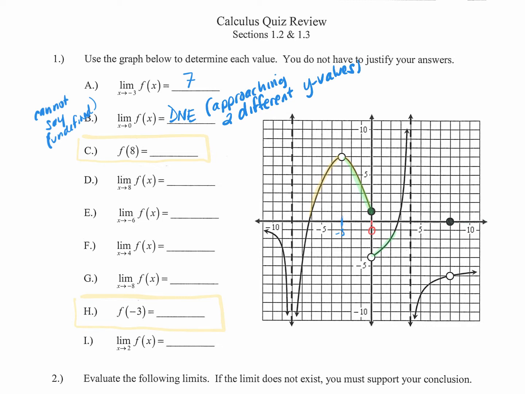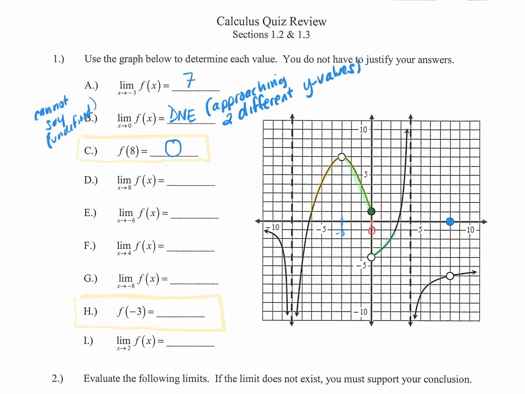All right, I pointed out C earlier. It's a functional value. So what that's asking us to do is look at where x is equal to 8. That's this point over here. So I'll color it in blue. And it was a filled in circle. I didn't just fill it in with blue. It was already closed in. So when x is equal to 8, y is equal to 0. So just a functional value, not a limit in that case.